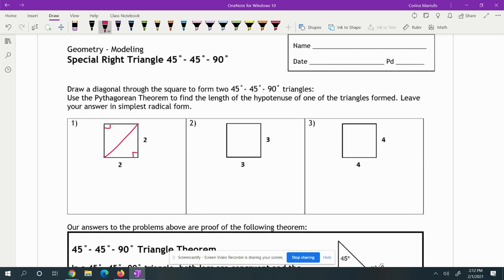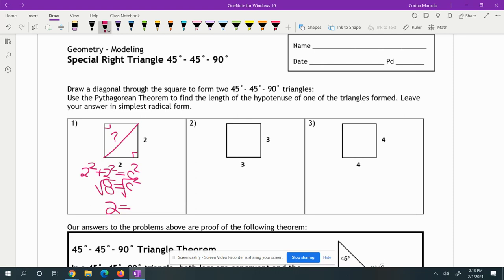be a right angle. Okay, so to figure out what my diagonal is here, I'm going to go ahead and use the Pythagorean theorem. I'm going to use a squared plus b squared equals c squared. So 2 squared plus 2 squared gives me 8. That equals c squared. And then I go ahead and take the square root of 8, and I get 2.